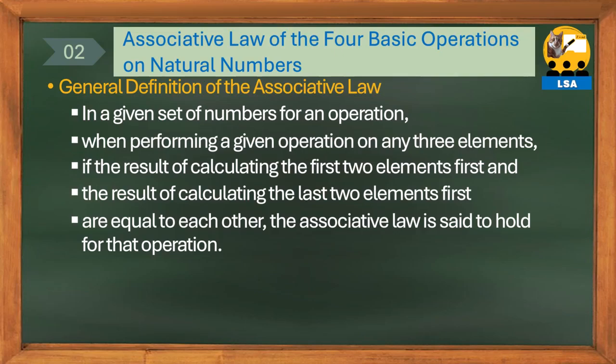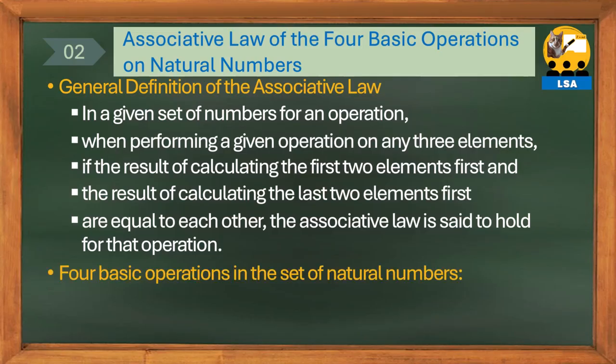The commutative law was a rule that the result is the same even if you change the order of the terms in a binary operation of A and B, right? The associative law is a rule that in 2 binary operations among A, B, and C, the result is the same even if you change the order of the binary operations. It changes the order of the operations themselves, not the order of the terms.